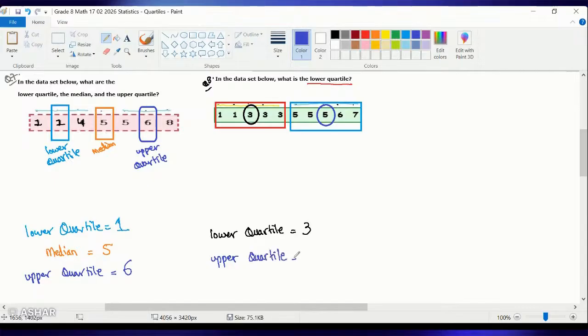Upper quartile would be 5. So we can say this represents the upper quartile. We need to remember that once we have an odd number of values, we will have a median. But when we have an even number of values, we will not be able to find the median because we do not have one specific number.